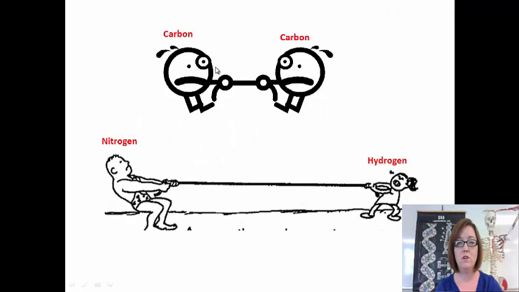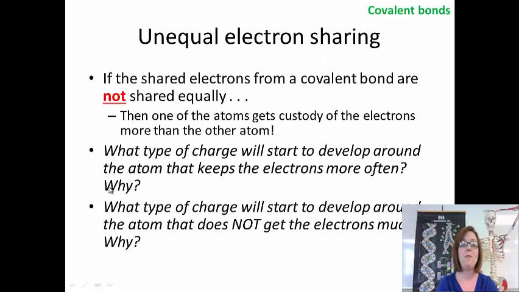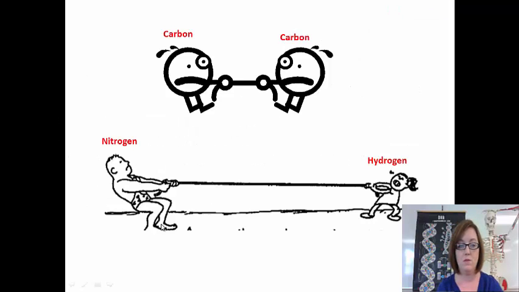Right? So in the first scenario, you have two of the exact same atoms pulling on the electrons. Likely no one's going to pull on the electrons more than the other, right? The electrons that they're supposed to share will be shared equally. But when we have nitrogen and hydrogen trying to share electrons, clearly someone is going to pull stronger on those electrons. If the shared electrons from a covalent bond are not shared equally, then one of the atoms gets custody of the electrons more than the other atom. So if you were thinking that nitrogen is going to have those electrons more often than hydrogen, then you're correct.